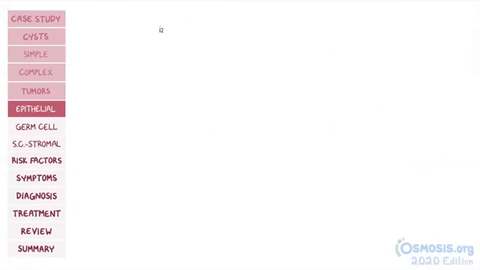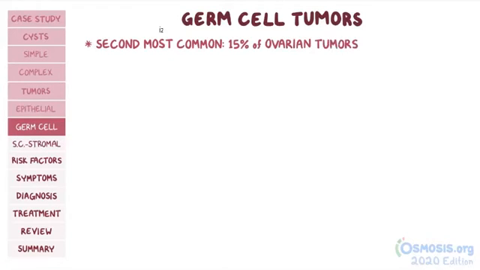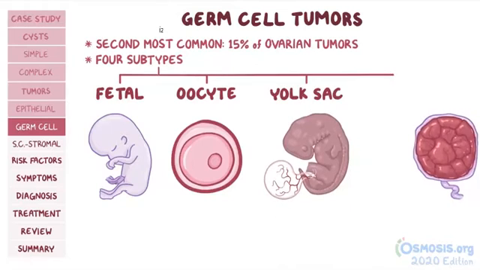Alright, now that we've looked at the epithelial tumors, let's shift gears and go over the germ cell tumors. These are the second most common type, accounting for about 15% of all ovarian tumors. They can be divided into 4 subtypes classified by the type of tissue produced by the germ cell, which are fetal, oocyte, yolk sac, and placental tissue.